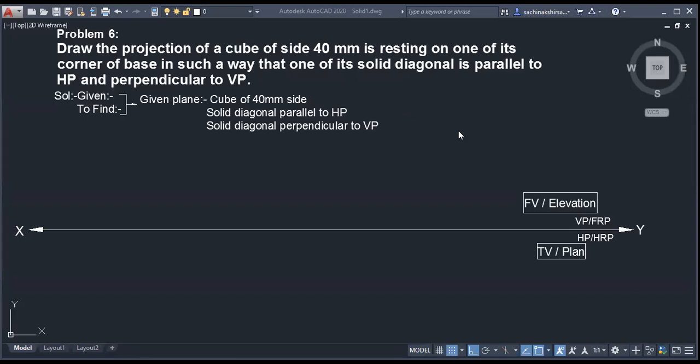Is it a type of prism, pyramid, or what? Prism. It is a type of prism. Why are we calling it a type of prism? Because the base and top are the same, both squares. That's why we can call it a prism. So which type of solid is given? Cube.